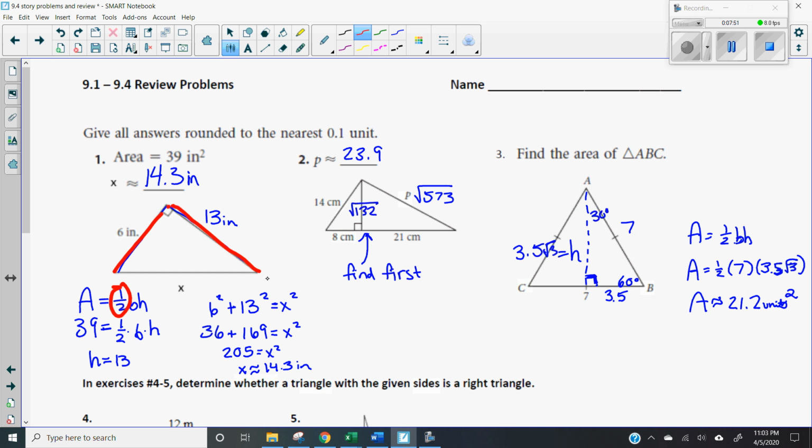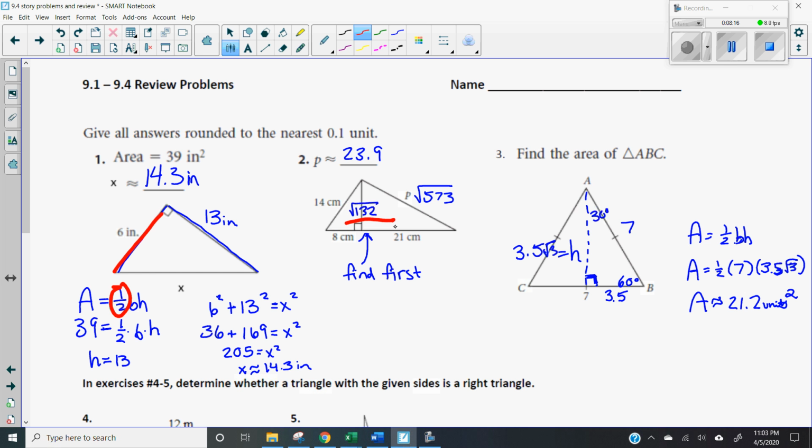Number 2, you need to find this vertical piece first. Of course, you could have a decimal there. Your answer might just be slightly different from mine at the end if you rounded this one right away. So that was the square root of 132. If you don't have exactly 23.9, or pretty close, maybe you rounded this number, and that's okay.